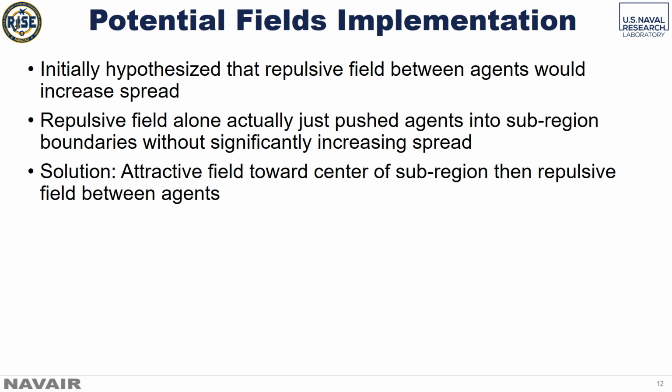As I just mentioned, we initially hypothesized that a repulsive field between agents would increase the spread. However, a repulsive field alone actually just pushed agents into subregion boundaries without significantly increasing spread. They tend to just push each other against the walls or into the corners. Seeing this, we had the idea to do a two-phase potential field method, where first we would have an attractive field toward the center of the subregions and then a repulsive field between the agents.